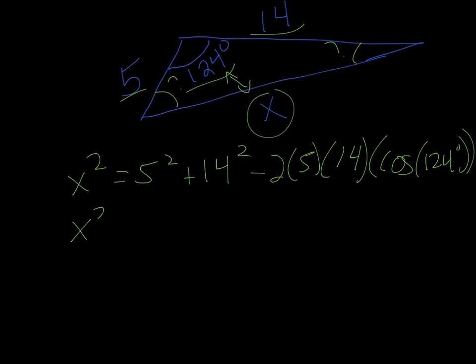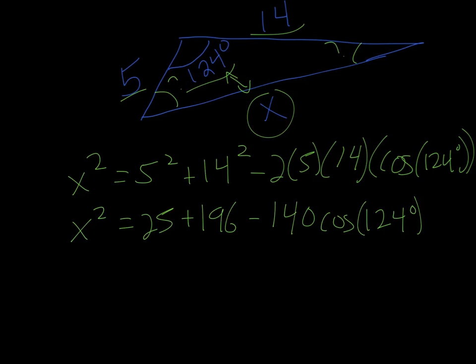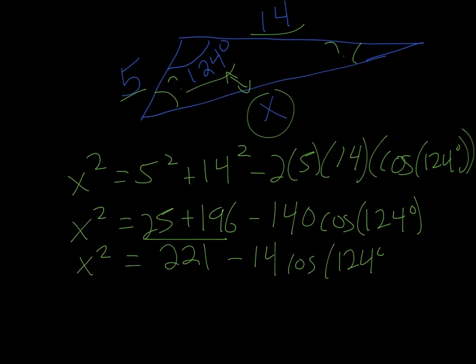We have x squared has to equal 25 plus 196 minus 140 times the cosine of 124 degrees. Let's take it just a little further. X squared is equal to 221, just combining these two pieces here, minus 140 cosine times 124 degrees.